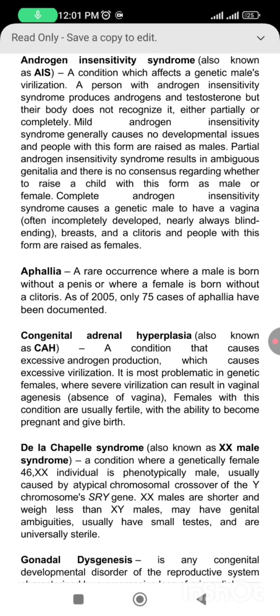The next one is congenital adrenal hyperplasia, abbreviated as CAH. It is a condition that causes excessive androgen production, which causes excessive virilization. It is most problematic in genetic females, where severe virilization can result in vaginal agenesis or absence of vagina. Females with this condition are usually fertile with the ability to become pregnant and can give birth.